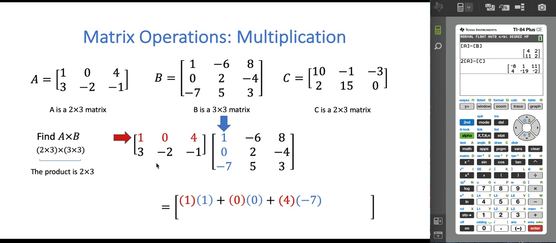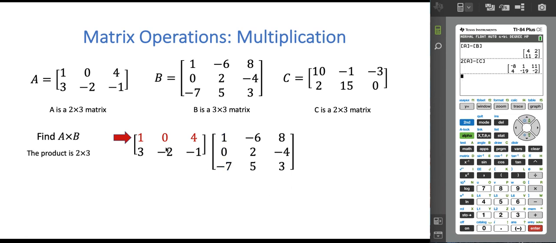Now, remember I said the answer is a 2 by 3. So we have 5 more elements that we have to figure out. We figured out this one was -27. Now, to do this, you're going to have to do this row times every one of these columns. That's going to give you the first row of your answer. Then you're going to take the second row and multiply it by the first column, second column, and third column.